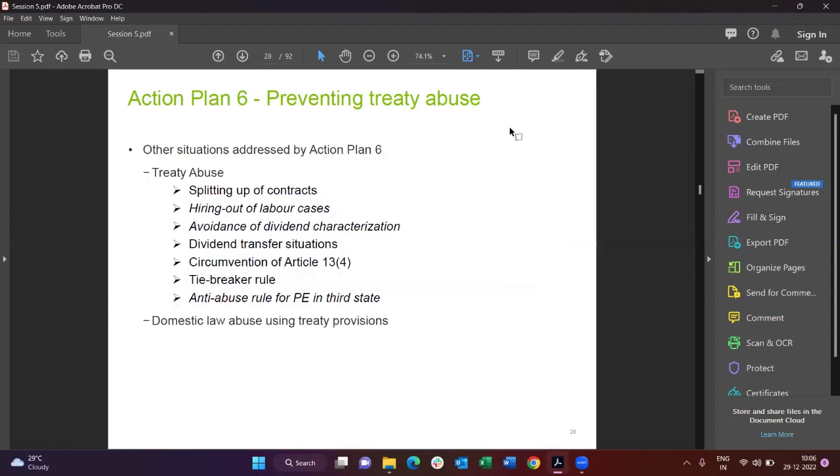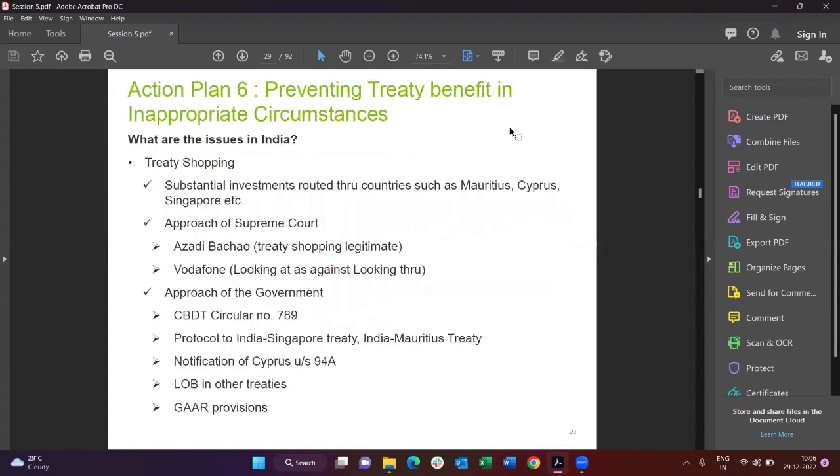These were some other issues in that action plan. So what were the issues in India? We can see many countries were engaged in treaty shopping. Like in the Mauritius case also, many companies were just forming a company in Mauritius and investing in India because it had low tax or nil tax. At that time, it was a tax haven.